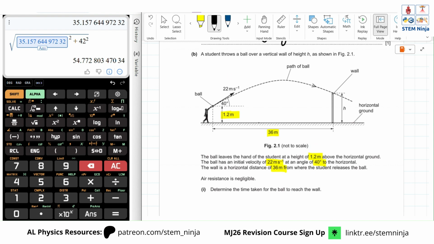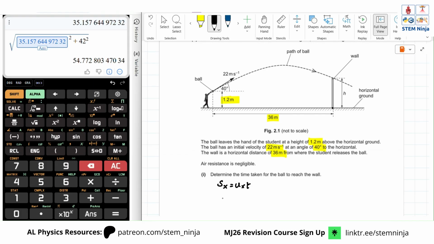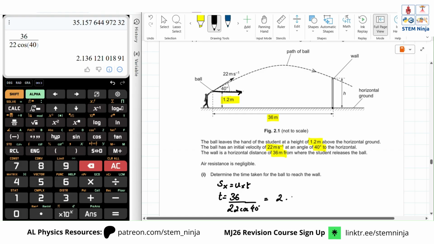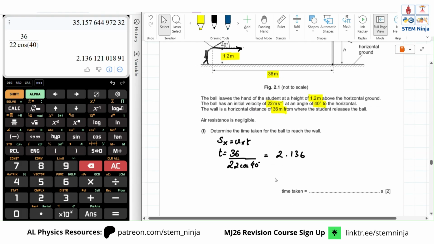Right, okay, so what we can do is use the range over here. We need the horizontal distance, Sx equals Ux t. Sx we know to be 36, Ux is 22 cos 40 degrees. So t is 36 divided by 22 cos 40 degrees. This would be 2.136. You can round it to 2.1.